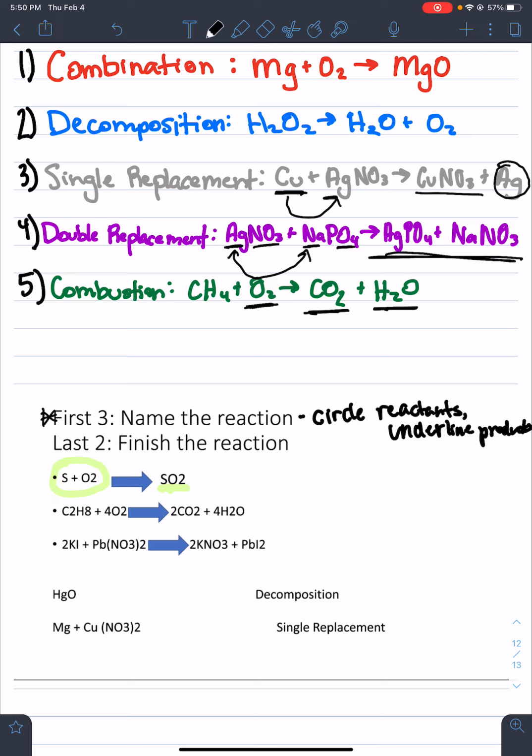So let's look at this one. We have S plus O2, and then we get SO2. So we have 2 things combining to form one thing. So this is going to be a combination reaction.